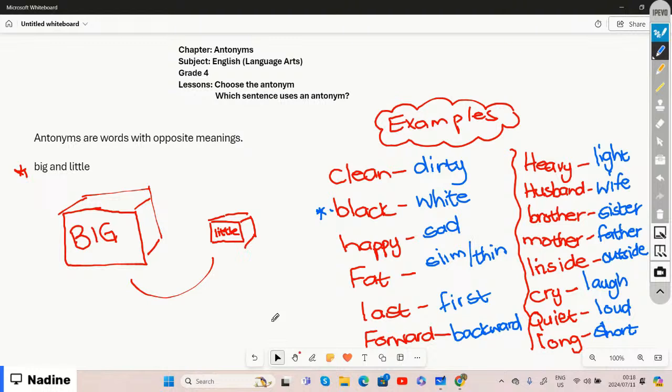The opposites, when it comes to people, right, are husband and wife. So the husband is a male, the wife is a female. Then we have brother and sister. Sister is also a female, and brother is a male or boy. And the same with mother and father, grandmother and grandfather. It's either you're inside or you're outside.